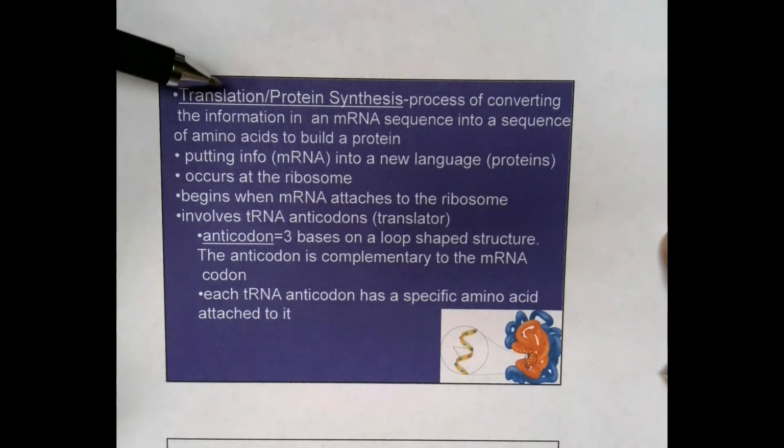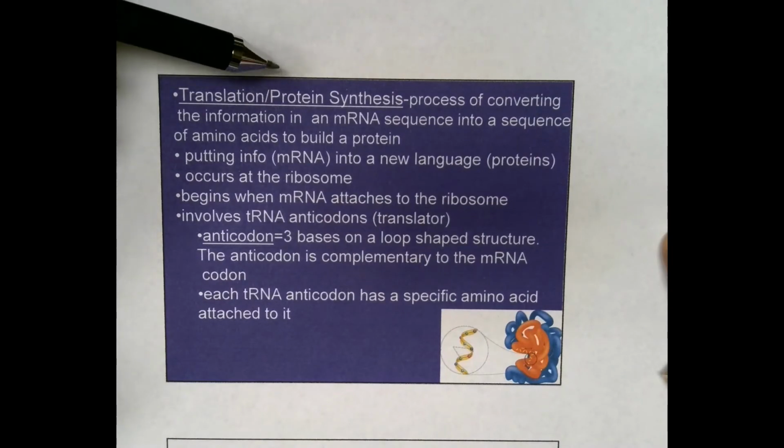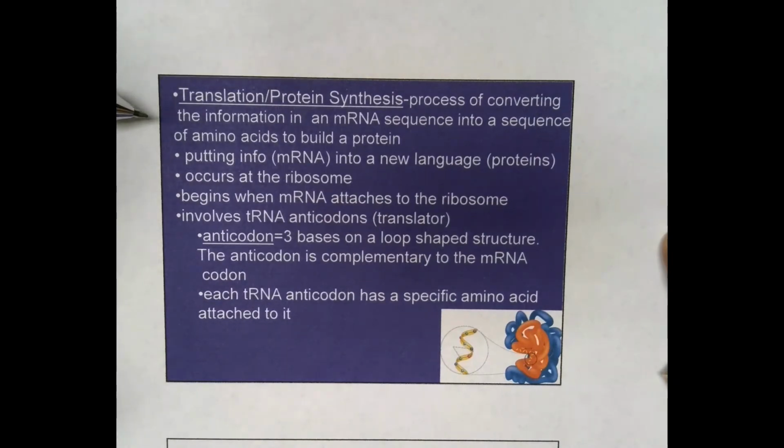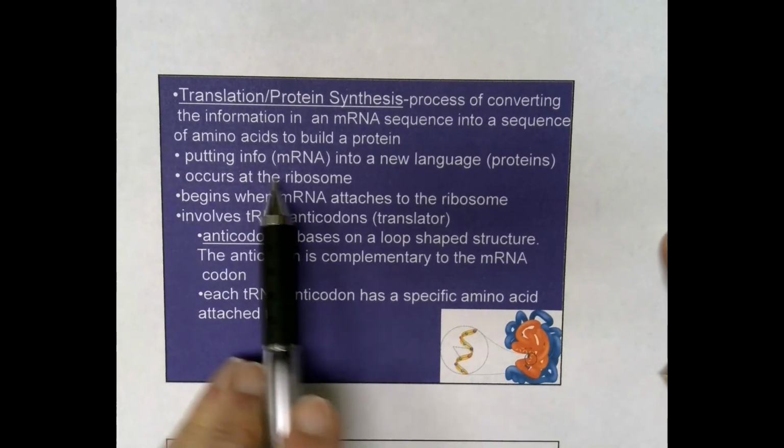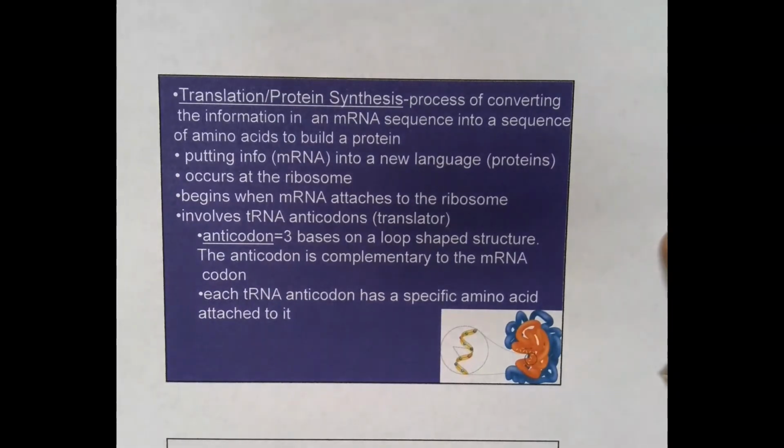So next, our next step is called translation or protein synthesis. So by definition, it's the process of converting the information that's in an mRNA sequence into a sequence of amino acids to build a protein. Right, so this is taking the information in the messenger RNA and translating it into a protein. Those are two different languages. So just think of this as if you were in a foreign language class. When you're translating between Spanish and English, French and English, Latin and English, you are just moving from one language to another. This is going to happen at the ribosome.